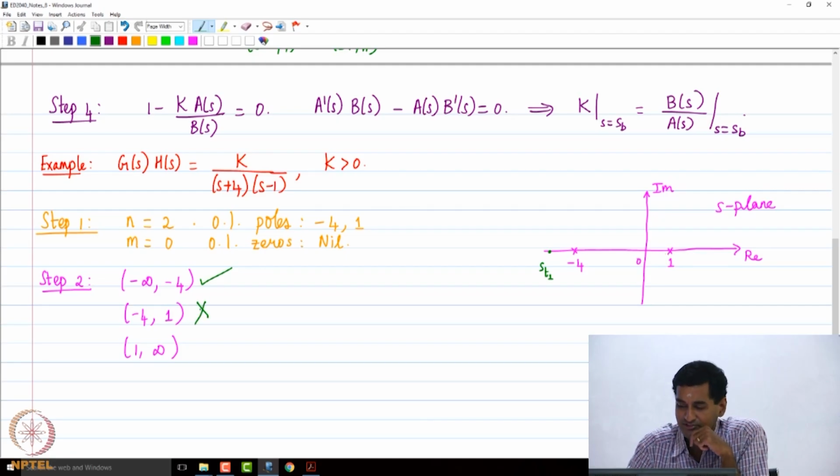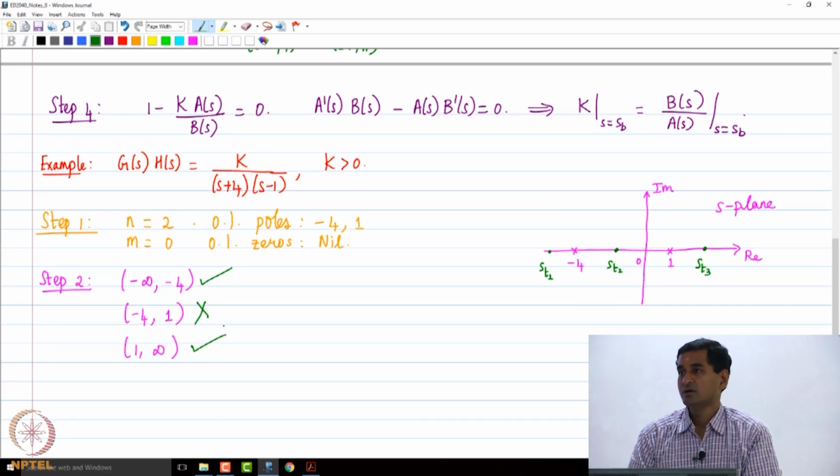No, right, because if you take a test point ST2 in this region and look towards the right, you see that there is one real open loop pole to the right, that's odd, right. So that criteria is not satisfied, so it doesn't lie on the root locus. Now let's take a test point between 1 and infinity. You can immediately see that there are no real open loop poles and open loop zeros to the right. So the region 1 to infinity lies on the root locus.